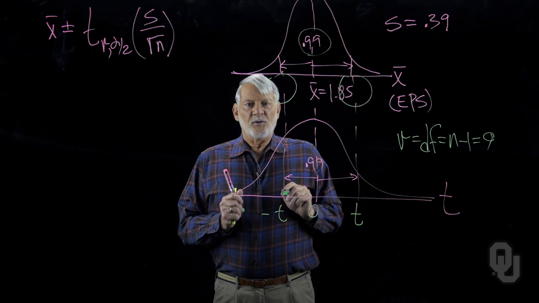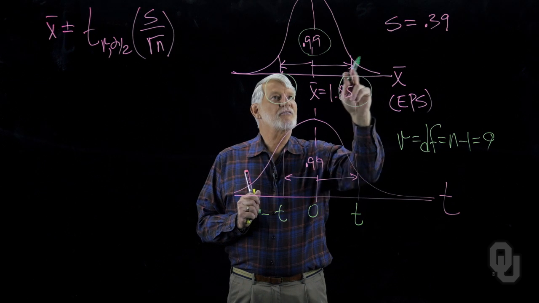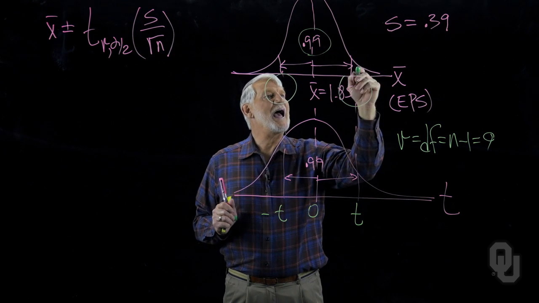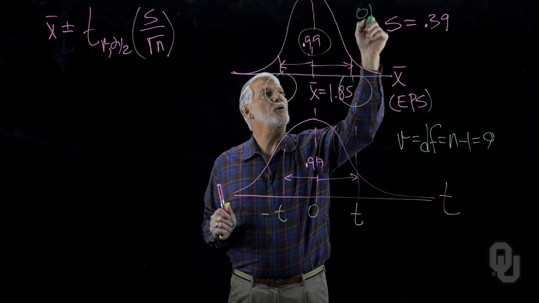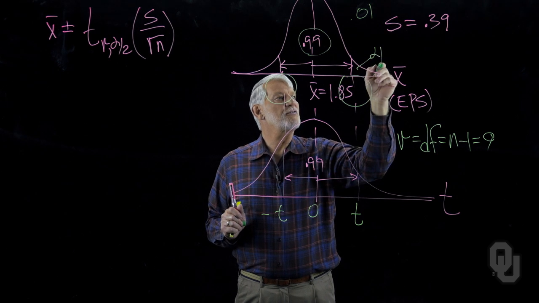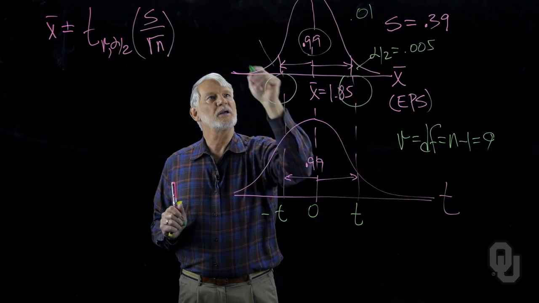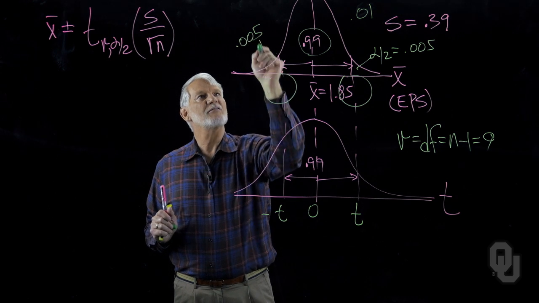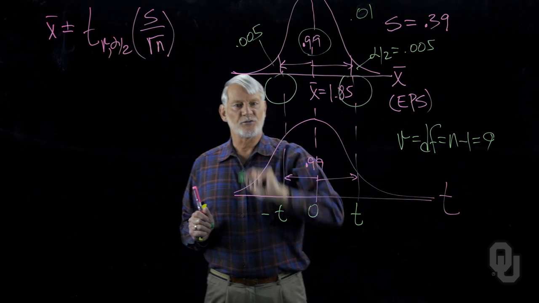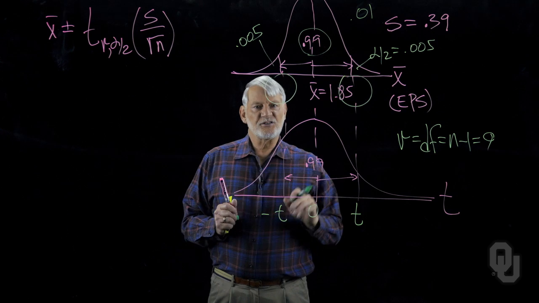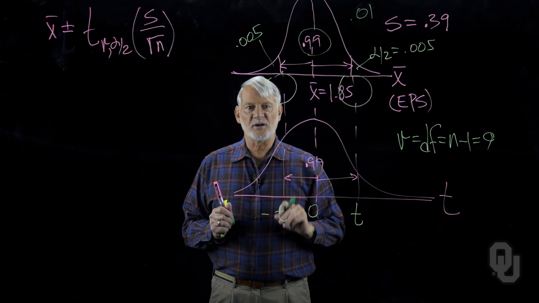Okay? We divide our confidence level by half. So I've got 0.01 here. This is going to be alpha over 2, which is going to be 0.005. And this is going to be 0.005 over here. This is equal to alpha over 2. A confidence interval is two-sided, meaning you have probabilities on both sides.